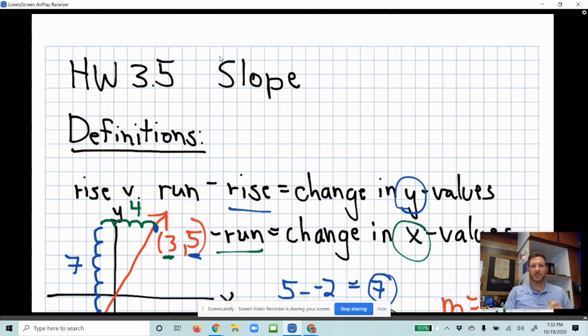Alrighty, geometry students, welcome to homework 3.5 on slope. We continue with chapter 3 on lines, but now we're moving away from transversals and talking more about graphing on the coordinate plane.